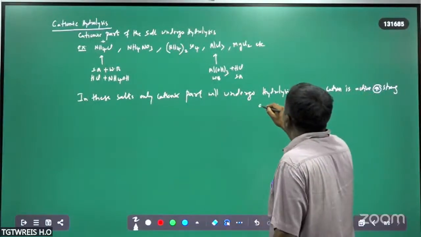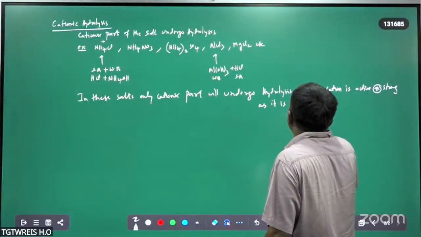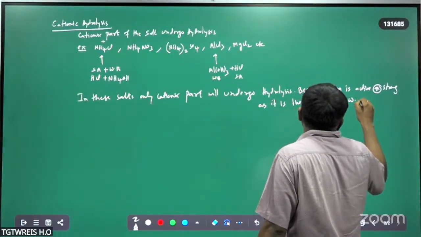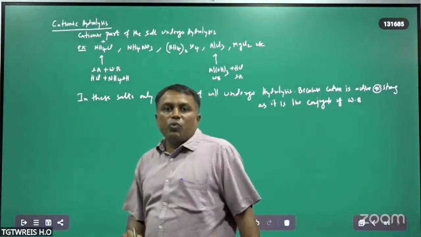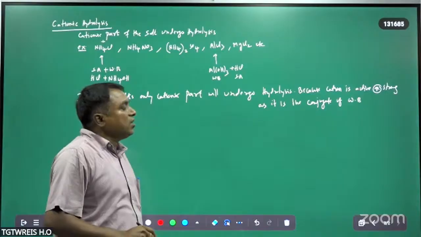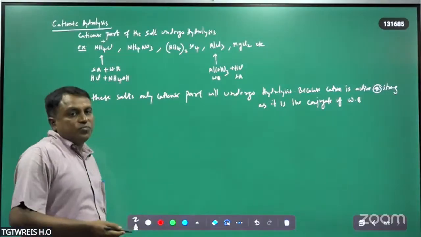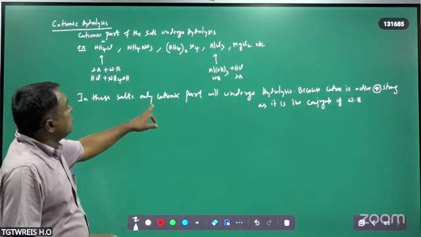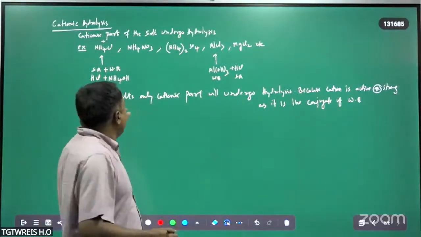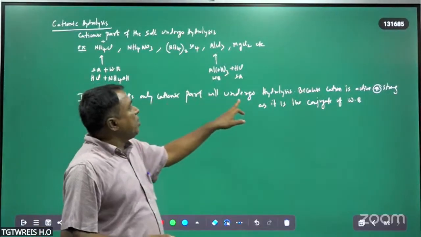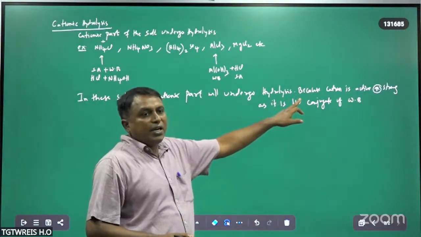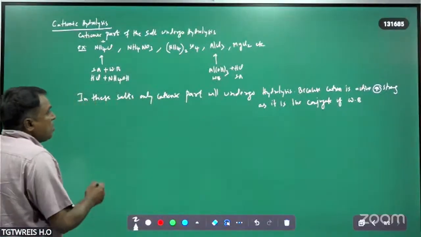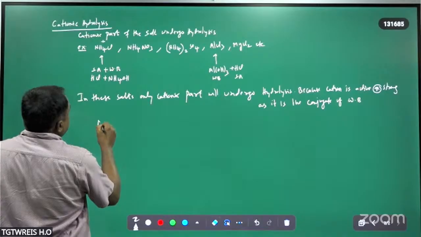as it is the conjugate of a weak base. So actually, according to Brønsted-Lowry theory of acids and bases, the conjugate of a weak base is strong, and the conjugate of a strong acid is very weak. So like that, in these salts, only the cationic part will undergo hydrolysis because the cation is active or strong, as it is the conjugate of weak base. For example, NH4Cl.